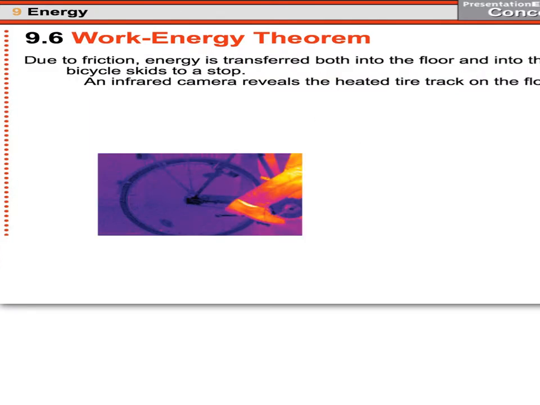Due to friction, energy is transferred both into the floor and into the tire when the bicycle skids to a stop. An infrared camera reveals the heated tire on the track.